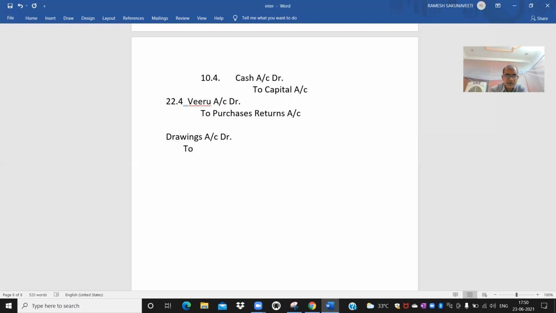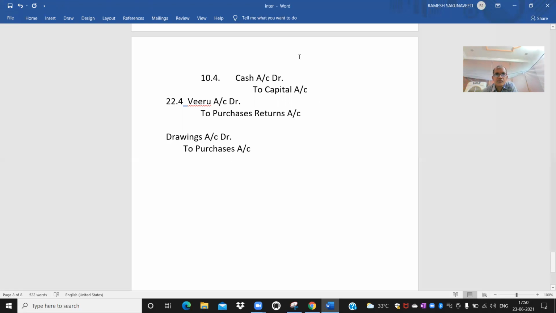To what? It is purchases account. From purchased goods only he will take for his personal use. So if the owner takes cash from the organization, you have to mention drawings account data to cash account. If he uses any goods for his personal use, you have to mention drawings account data to purchase account. Okay?